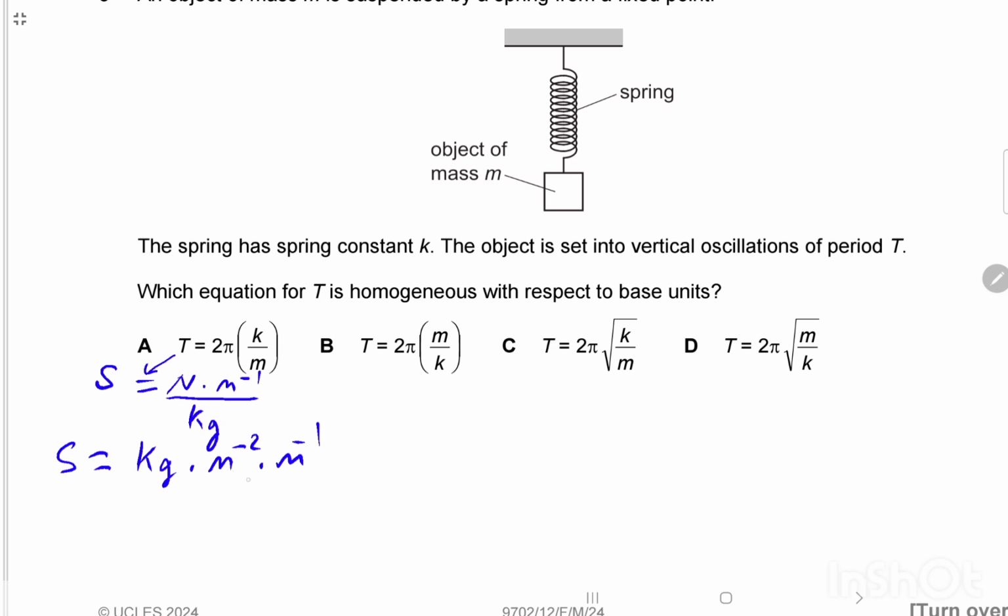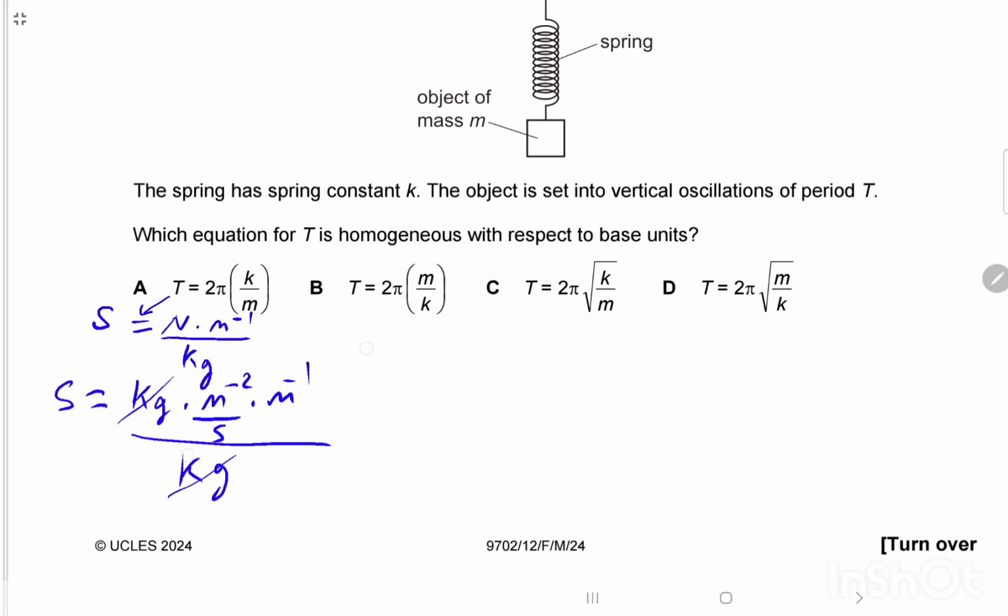Of course here, per second divided by kilogram. So if you cancel kilogram and kilogram, and then if you cancel meter with meter to the power of negative 2, clearly this will not be equal to second, so option A is incorrect. If you check options B and C the same way, you have to conclude that these are also incorrect.